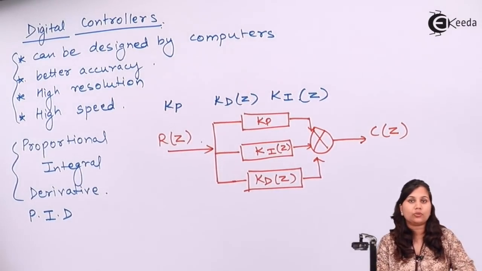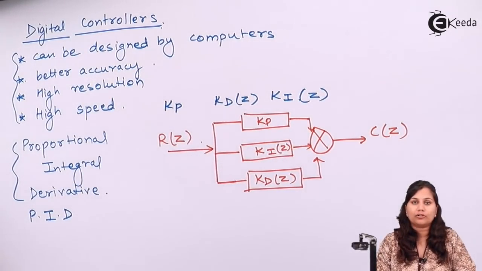So in this video we have studied the controllers used in control systems, the types of controllers, analog and digital controllers, and then we studied the types of analog controllers: proportional, derivative, integral and PID controller. So I hope this topic is clear to you. Thank you.